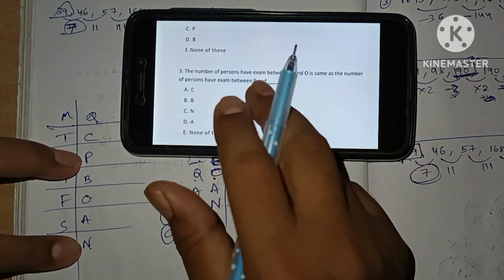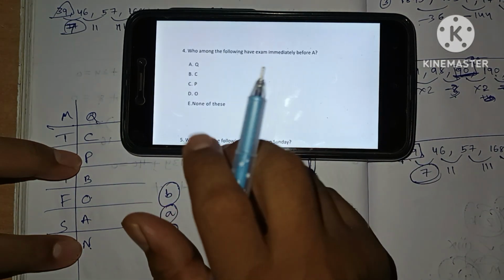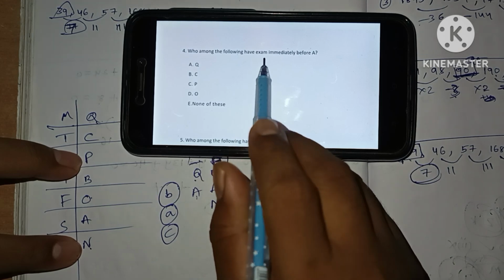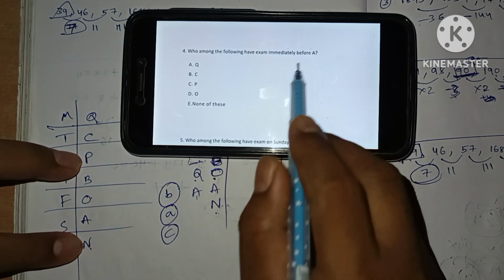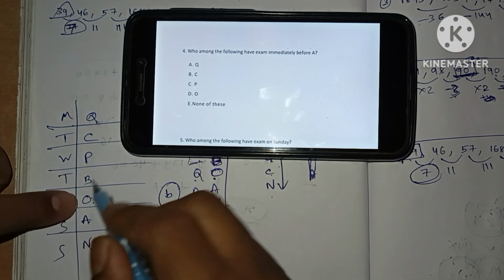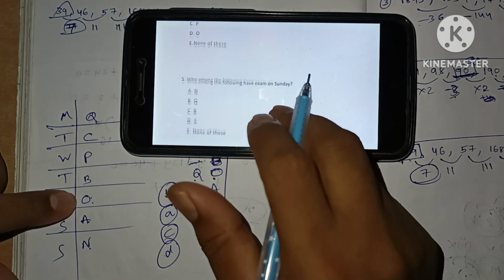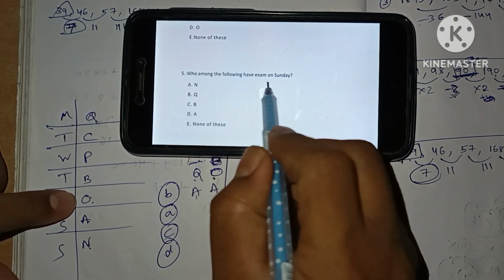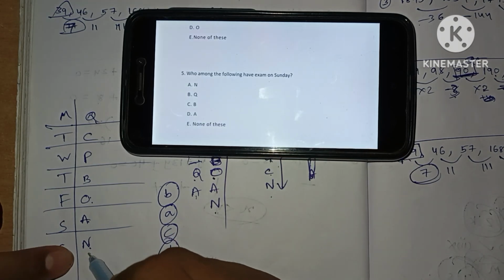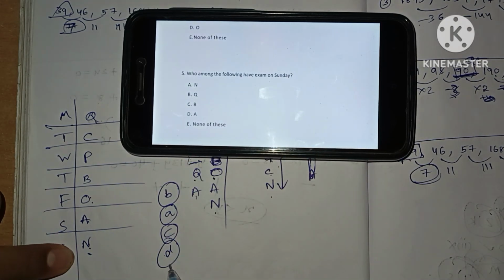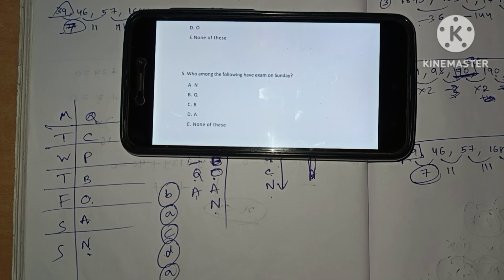Next, fourth question: who among the following has exam immediately before A? Immediately before A is O. Option D is our answer. Next, fifth question: who among the following has exam on Sunday? On Sunday, N has exam. So option A is our answer.